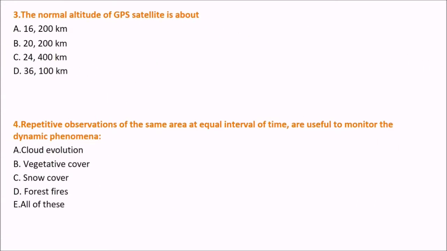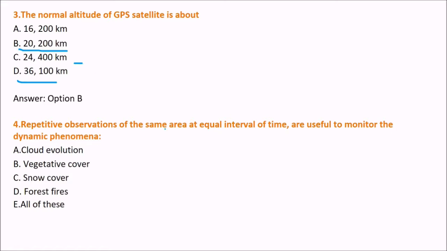Now the next question is, the altitude of a GPS satellite, is it 20,200 kilometers? The answer is B. It is 20,002 kilometers, because 36,000 is for the geostationary. Next is repetitive observations of, and others. The sun-synchronous is around 800 to 900.